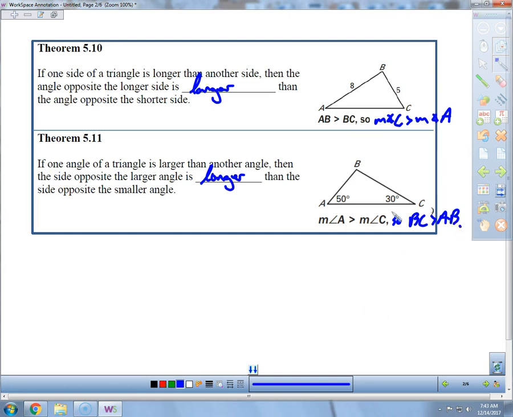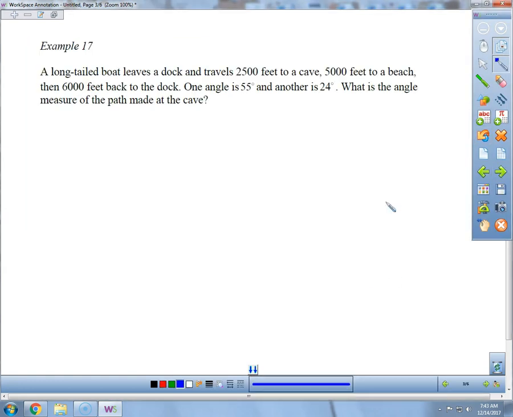So we have this relationship. If we can look at the relationship between two angles, we can determine the relationship between their opposite sides. If we know the relationship between the two side lengths, we can figure out what the relationship is between their opposite angles.